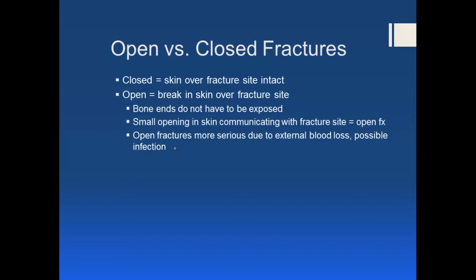Fractures can be either open or closed, and this is an important thing for you guys to know. Closed simply means that the skin over the fracture site is intact. Open means there is some sort of break in the skin over the fracture site. The bone ends do not have to be exposed. Even small openings in the skin that communicate with the fracture site mean that it's an open fracture.